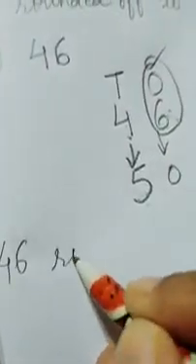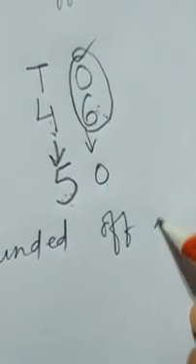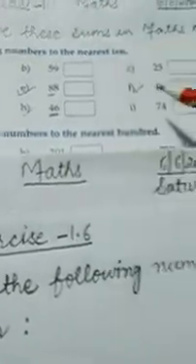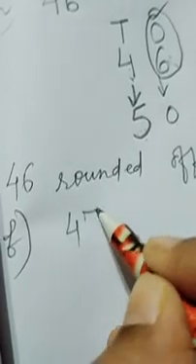We will write 46 rounded off to nearest 10 is 50. Yes, one more part we will do from here. F part, that is 43.